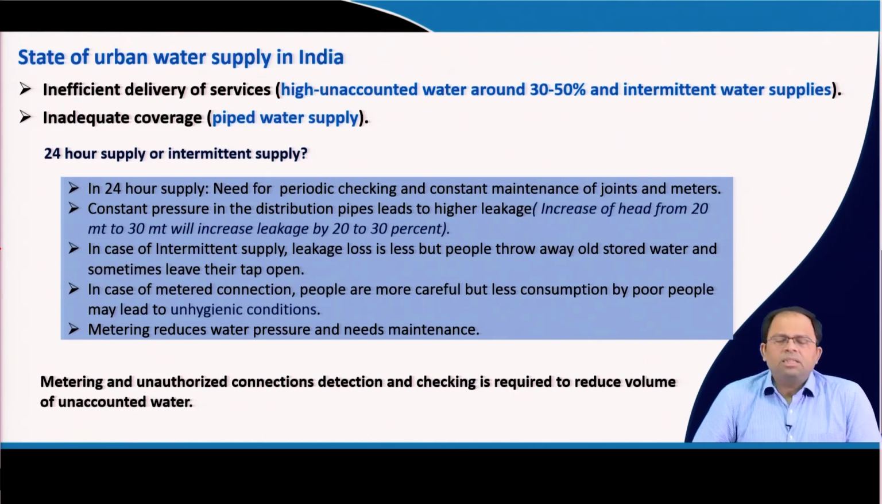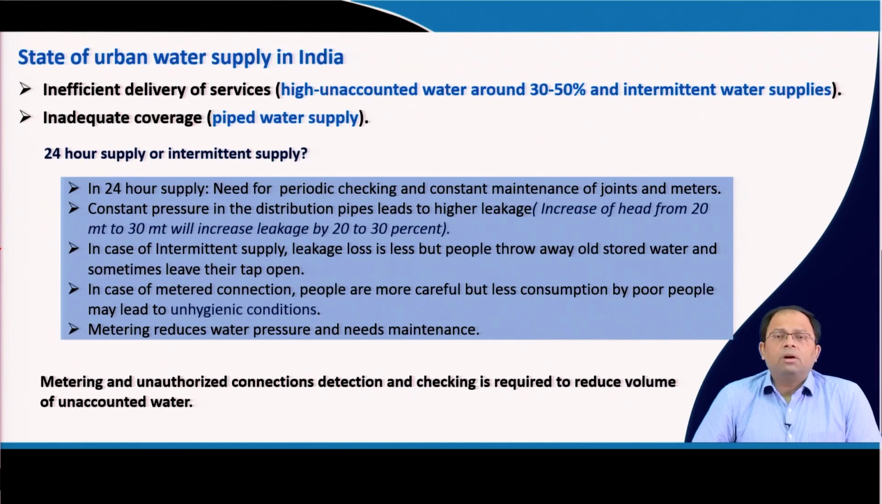This is one major thing, and then of course, most Indian urban areas don't have piped water supply in their entire area. So, inadequate coverage is the other issue. Piped water supply is still yet to reach many parts, and some of the poorest sections of the city, like slums, don't have water supply.